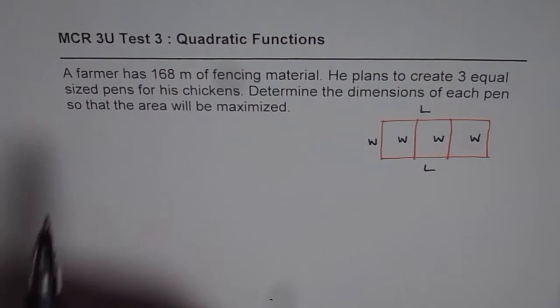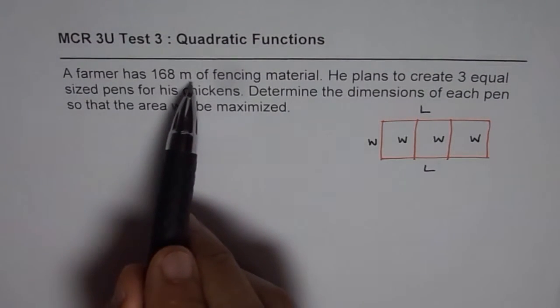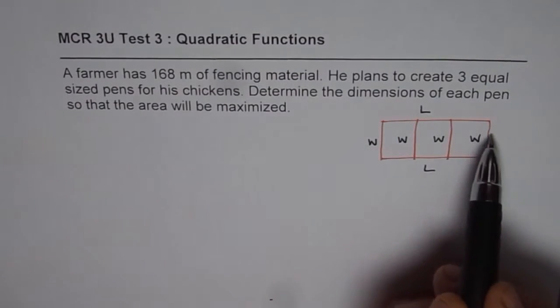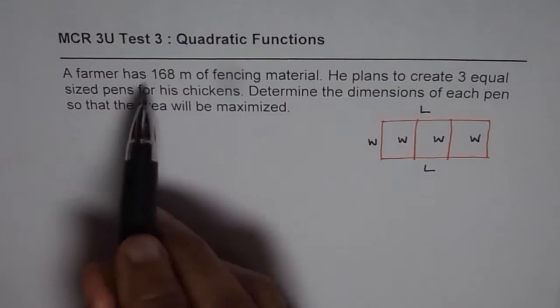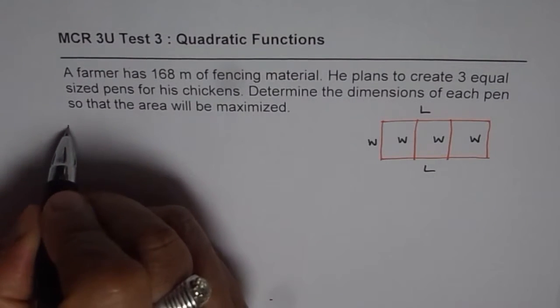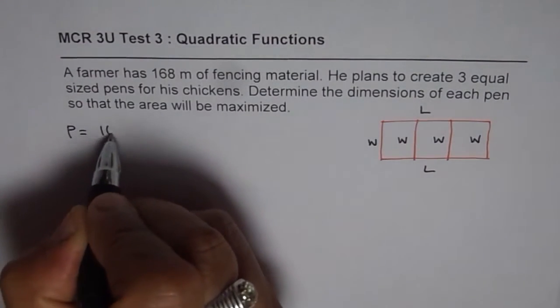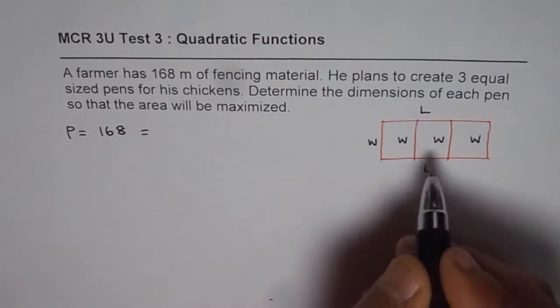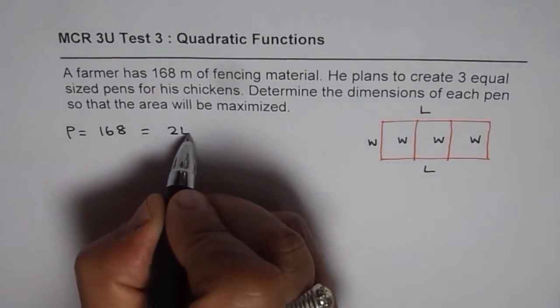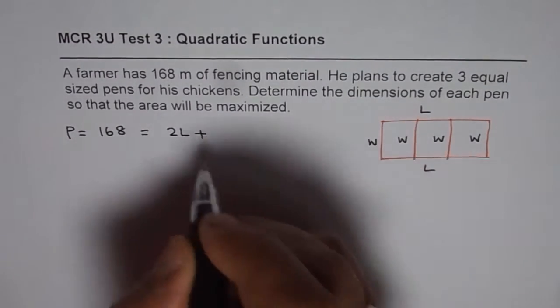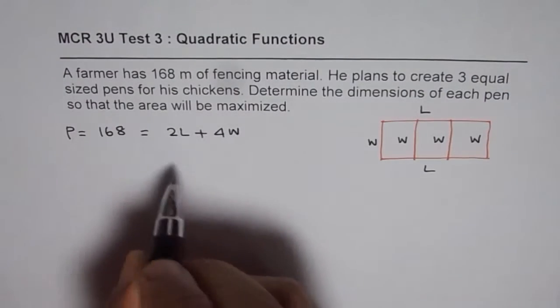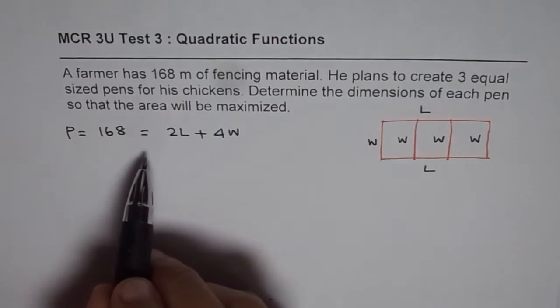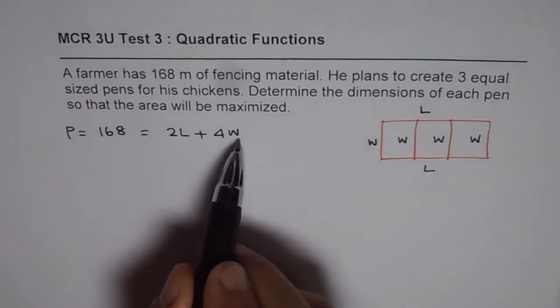Now what we are given here is that the farmer has 168 meters of fencing material. So when you combine all this, you get 168 meters. So that means the perimeter is given to us as 168 meters, and this equals 2 times L plus 4 Ws, right? Now this equation helps us to relate length in terms of width, right?